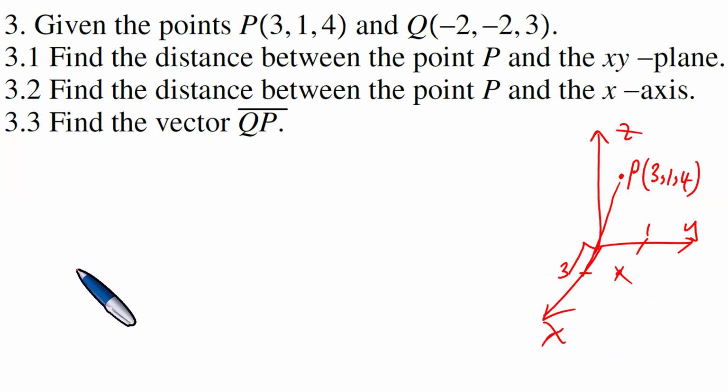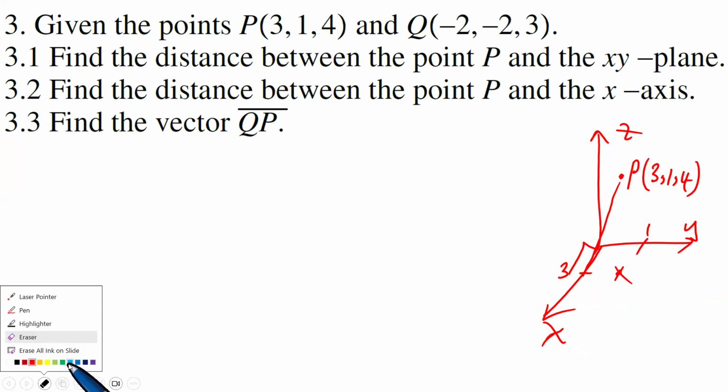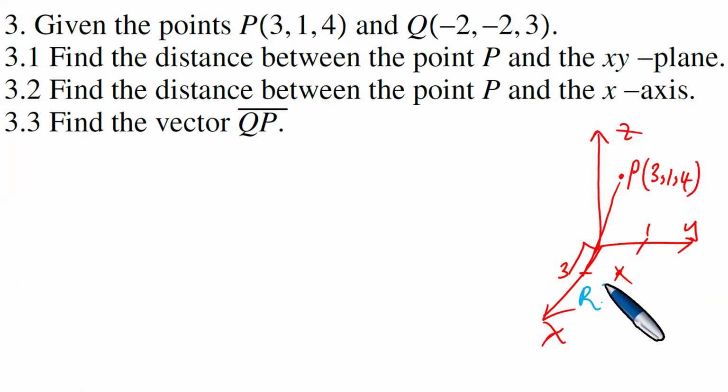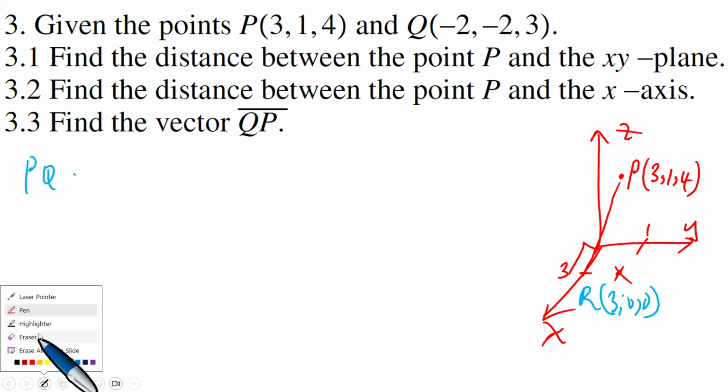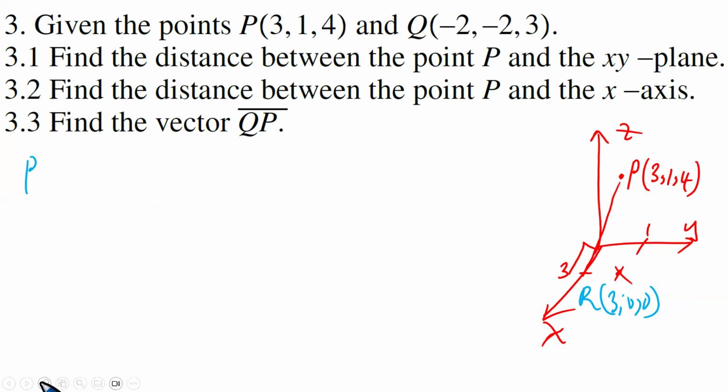And therefore we want the shortest possible distance. That would mean this point must be directly above, for instance, the point 3 there. So that now you'd have a point R, and this point R has the coordinates x is 3, 0, 0. Okay, let us find PR.